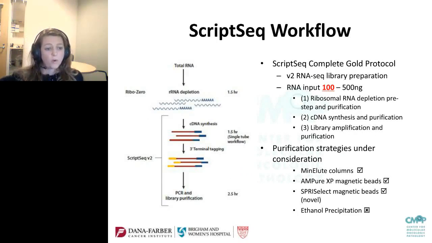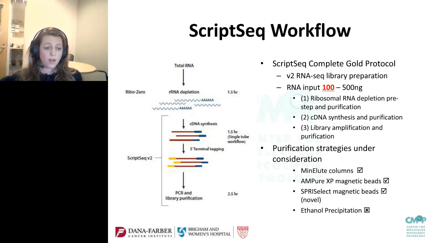Okay, so the ScriptSeq workflow. The kit that we used is called the ScriptSeq Complete Gold Protocol. It's version 2 of their RNA-Seq library preparation. It states that the RNA input level should be between 100 and 500 nanograms. With FFPE tissues, this can always be a challenge because depending on the degradation level of the sample, you may find that it's not always feasible to get very high yields of quality RNA. But the ScriptSeq workflow is as follows. There are 3 basic steps.